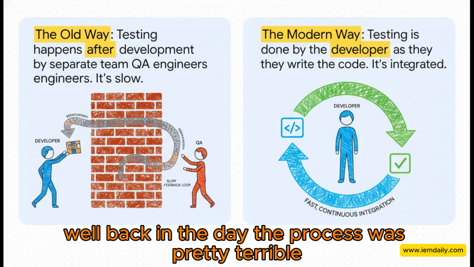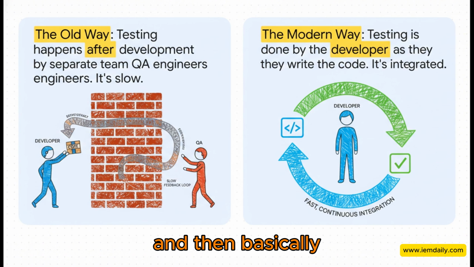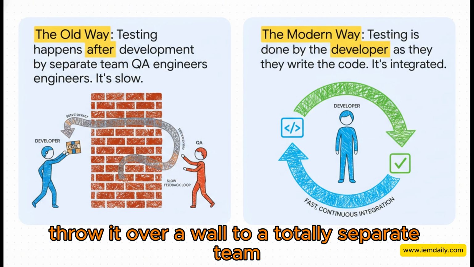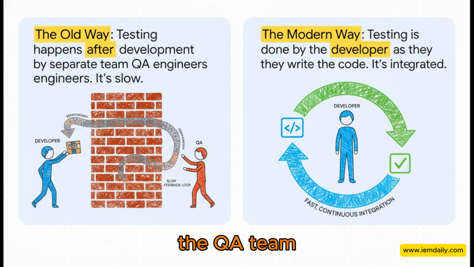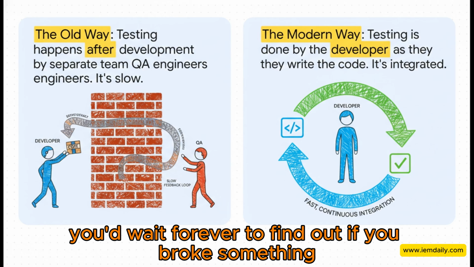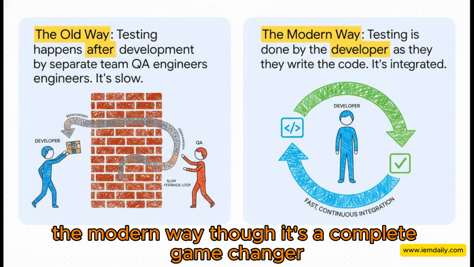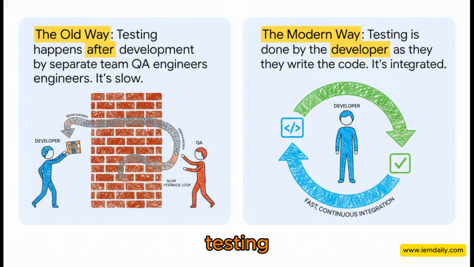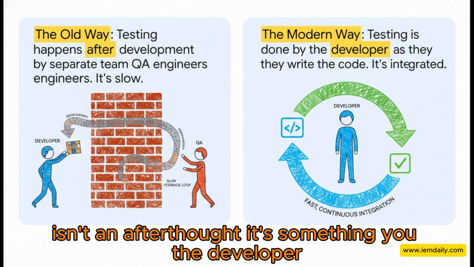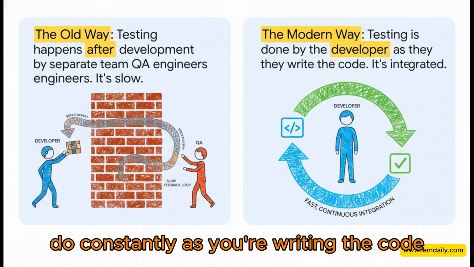Well, back in the day, the process was pretty terrible. Developers would just write a ton of code and then basically throw it over a wall to a totally separate team, the QA team. You'd wait forever to find out if you broke something. The modern way, though, it's a complete game changer. Testing isn't an afterthought. It's something you, the developer, do constantly as you're writing the code.